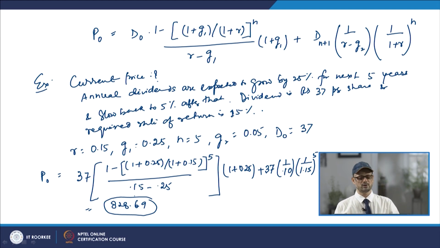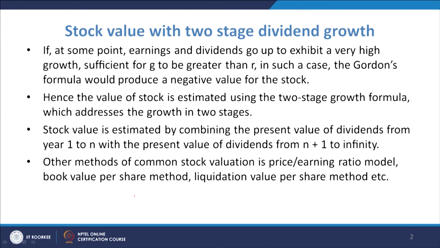So, that is how you calculate. Now, we have to find the other methods of cost evaluation, and these include the price by earning ratio model, then the book value per share method, then the liquidation value per share method, and so on. So, that we will be discussing. Among the methods, as we discussed, there will be the price by earning ratio multiples method, and then other methods like book value per share and liquidation value per share.